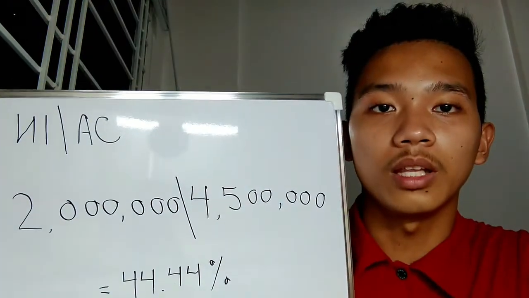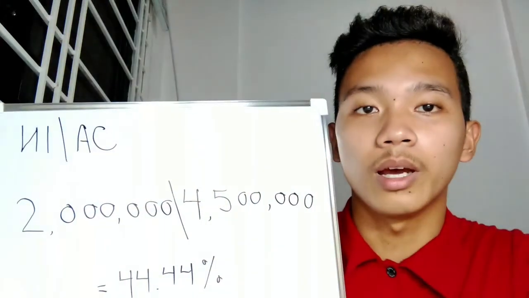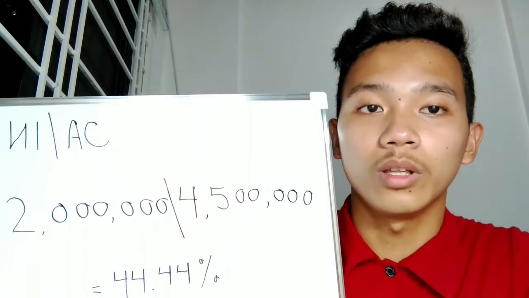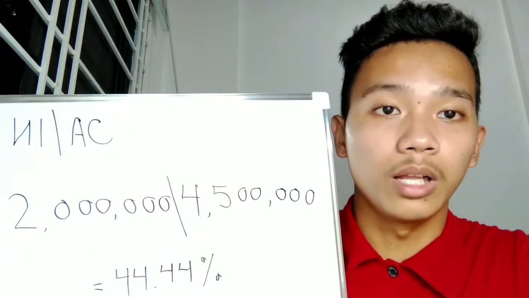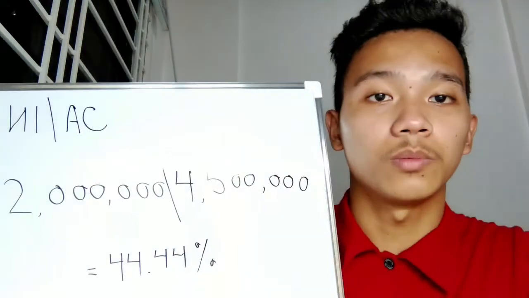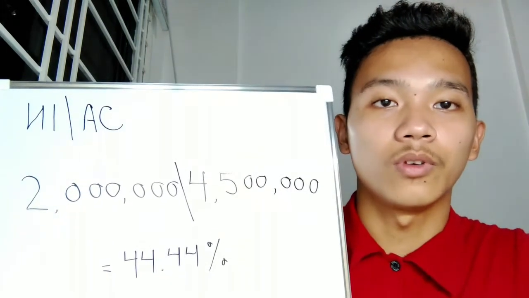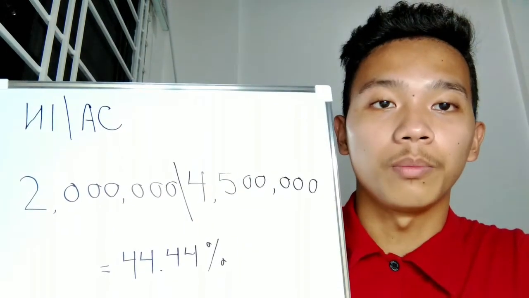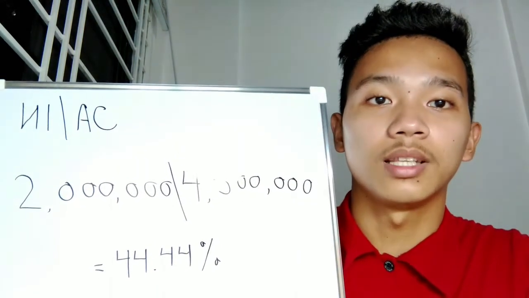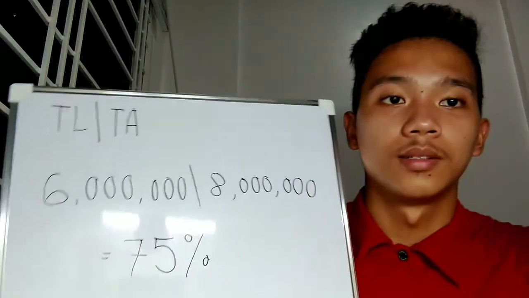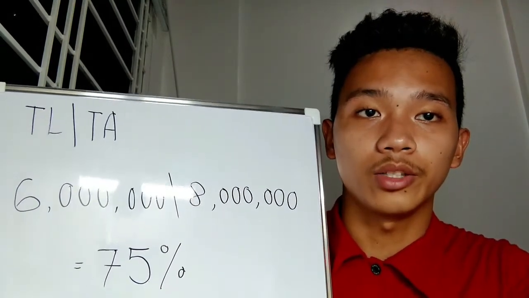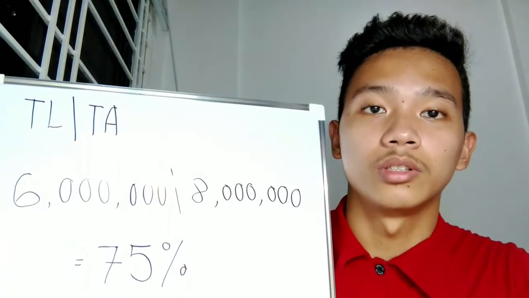Here, we have a net income amounting to 2 million divided by our average capital for the year 2020, which is 4,500,000, and we get the result of 44.44%, which only means that for every 1 peso of our capital, our company earned 44.44 centavos from it.